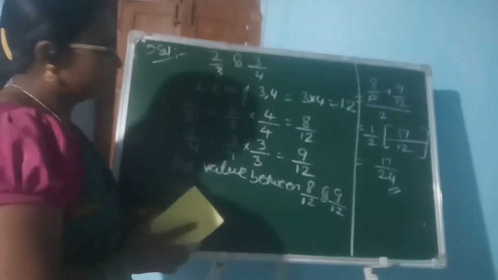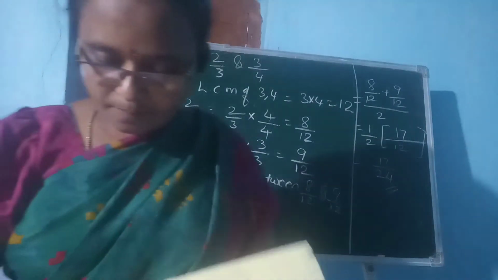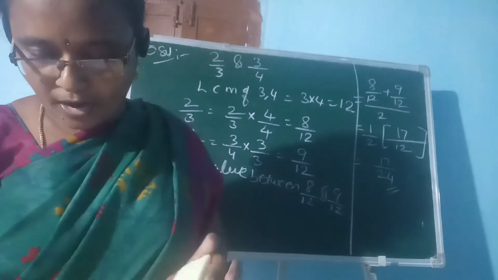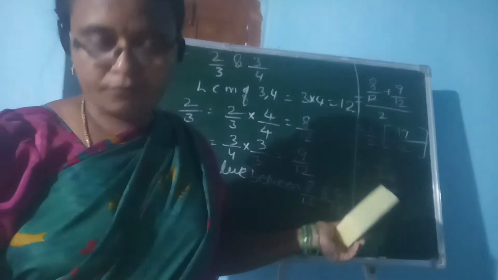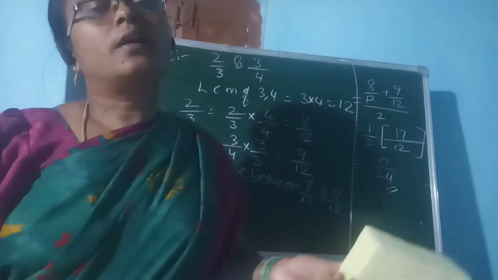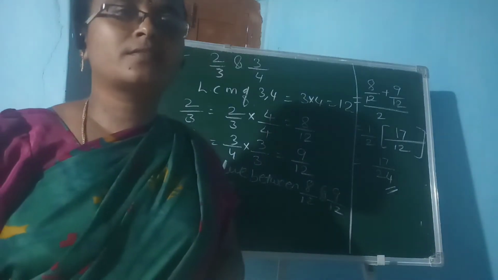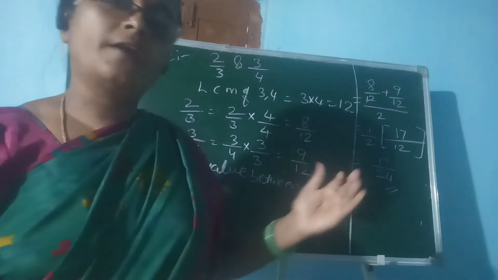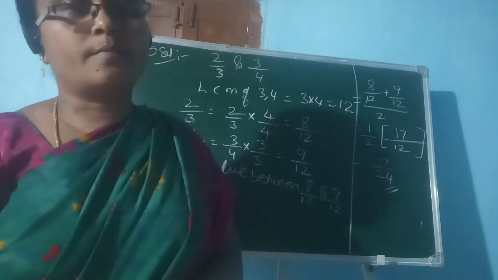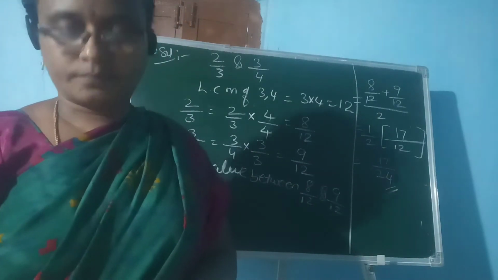And now the sixth solution: find 10 rational numbers between minus 3 by 4 and 5 by 6. You can follow up in a similar way. Take the LCM of 4 and 6, make the denominators equal, and you can continue further. In the similar way you can get the answer.